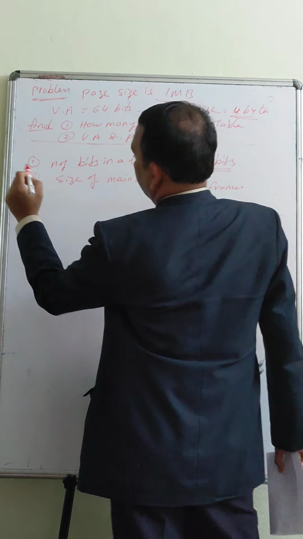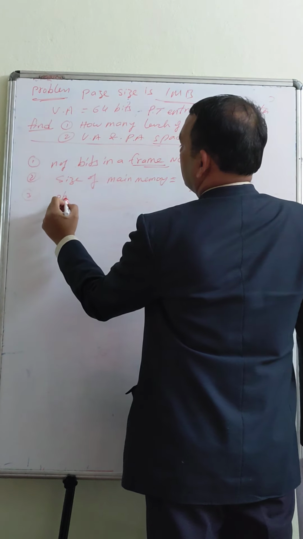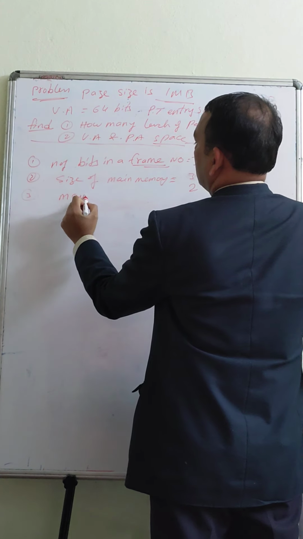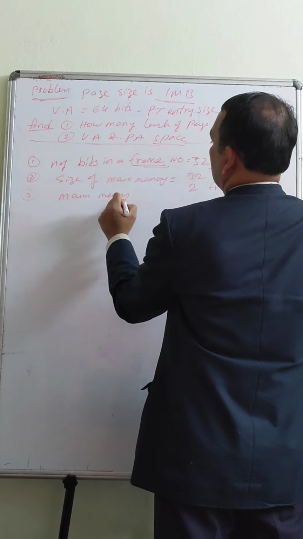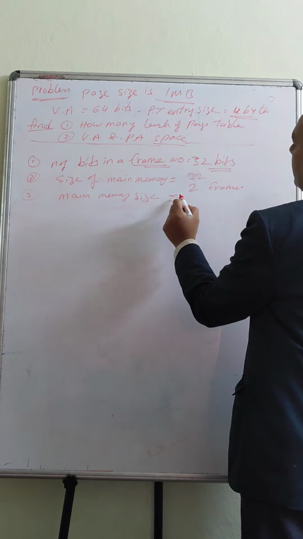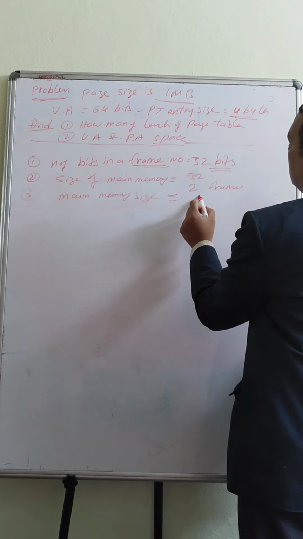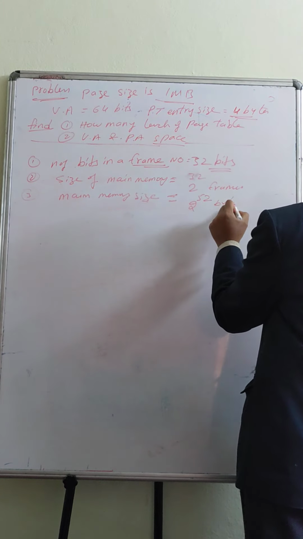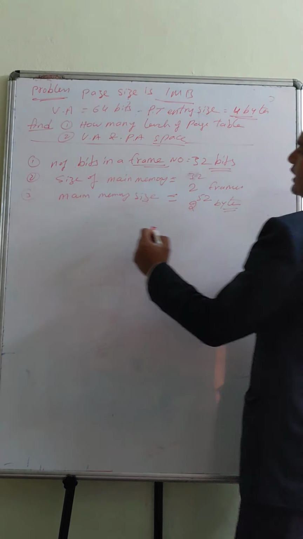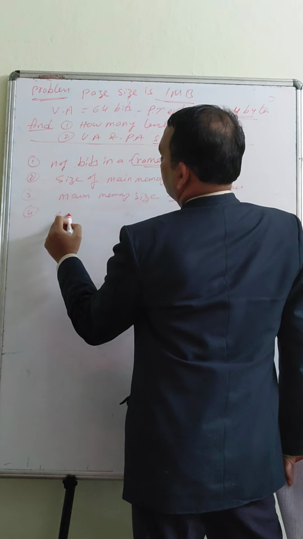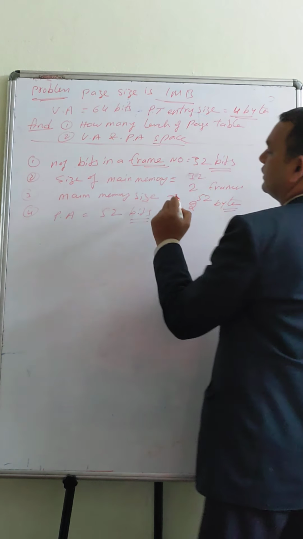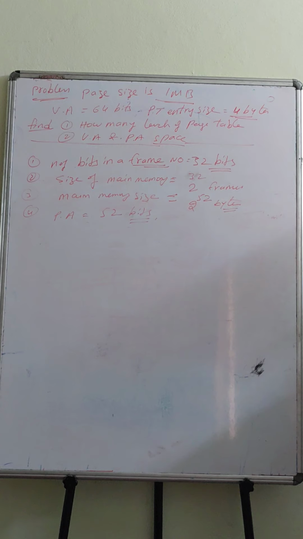Third point, now just now we calculated physical or main memory size is equal to 2 power 52 bytes. This is the size of the main memory. For this physical address, we calculated how many bits? 52 bits we needed. Okay, up to here it's completed.